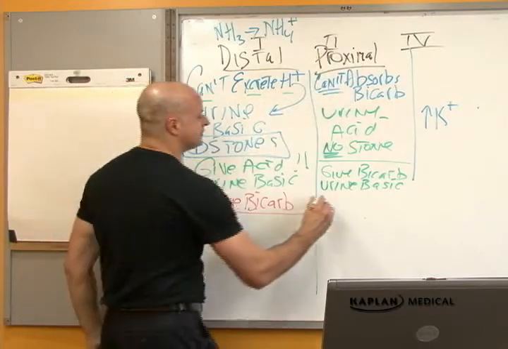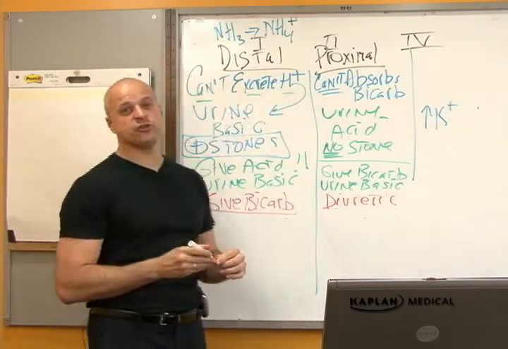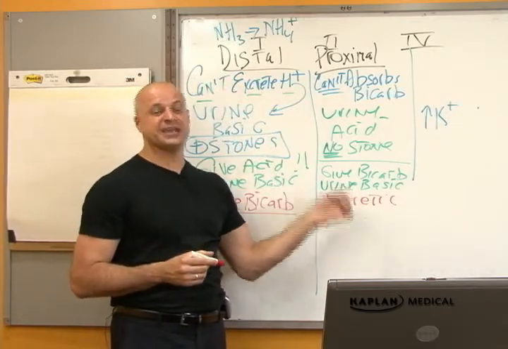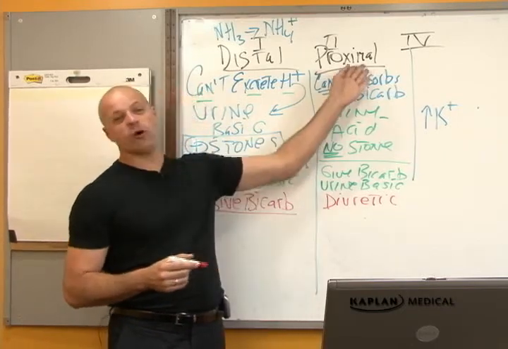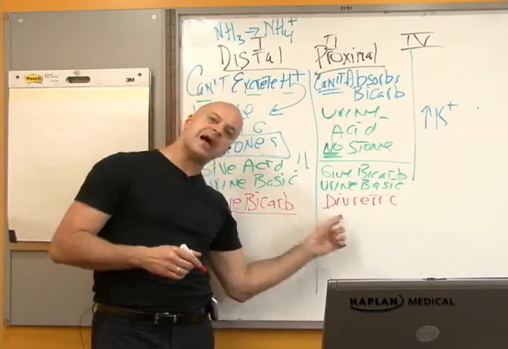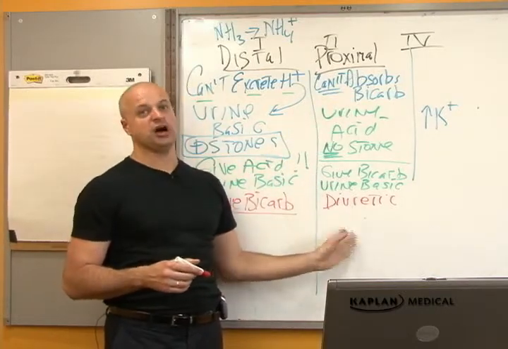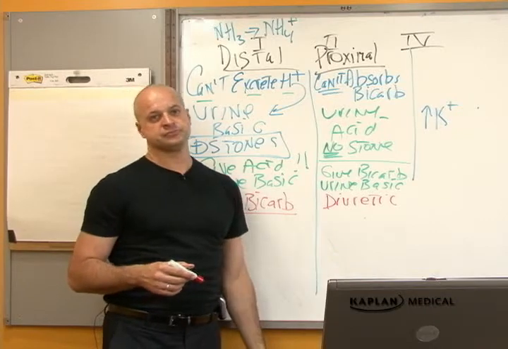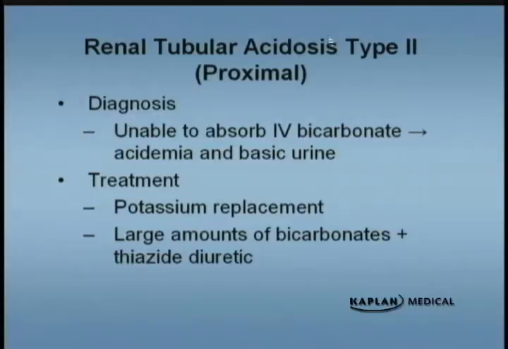So what you do is you give a diuretic to decrease the volume of the body. I can't give you enough bicarb to fill the whole body, so I give you a diuretic to decrease the volume of the body. And that's the management. You can't absorb bicarb, so you give massive amounts of bicarb, and you give a diuretic to decrease the volume of the body.